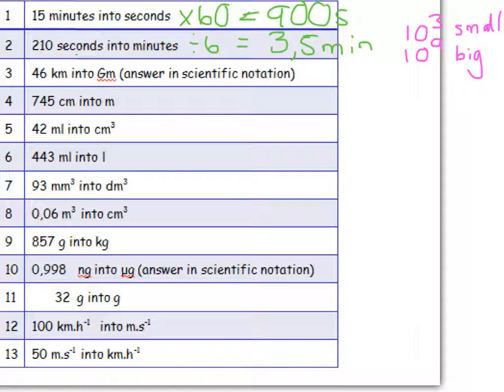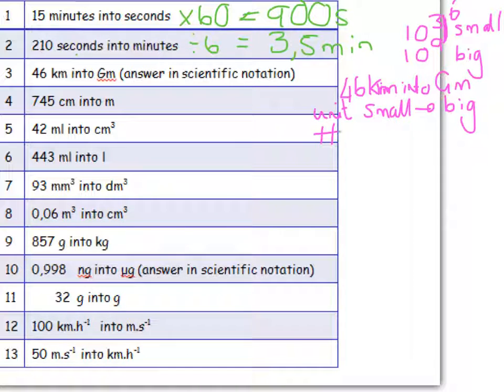Now if you're not good at unit conversions, try and use this method. The difference along the number line between 9 and 3 is going to be 6. So I'm going to say 46 kilometers into gigameters. Thinking about the unit, 1 kilometer is small when compared to 1 gigameter, which is big. That will mean that the number will go from big to small.